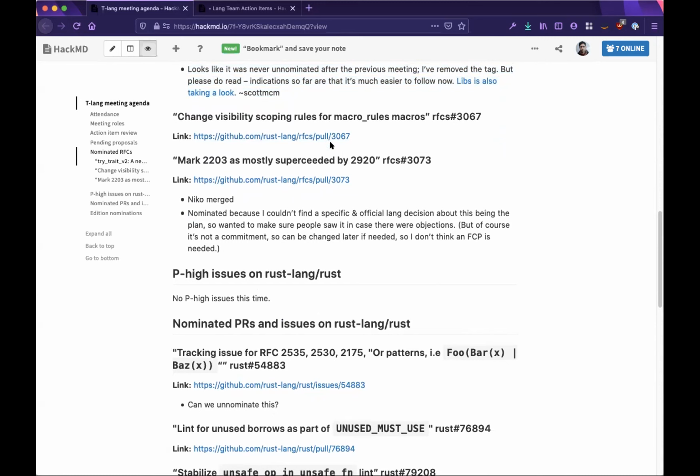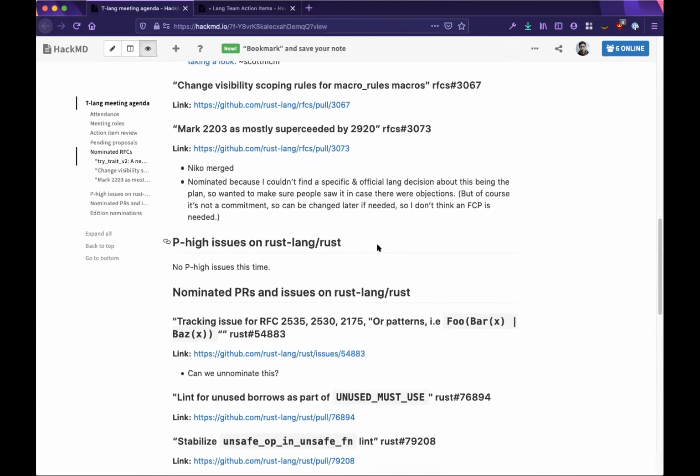Visibility scoping rules for macro_rules macros. I don't think there's anything new to say here. I still have an action item I haven't quite followed up on. The main thing is to put this in our project tracking, and to figure out if this is going to happen for the 2021 edition and what migration is needed. That's something to do offline, not during the meeting.